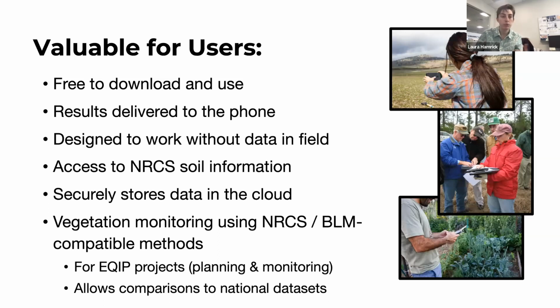There are different ways to either pre-download data or synchronize data later if you don't happen to have data out in the field. It also pulls from either NRCS if you're within the United States, or different global data sets about soil to help pull in that information for users. It backs up data into the cloud. And the vegetation monitoring protocol that we'll talk about is compatible with AIM and NRI data, so NRCS and BLM compatible. If you're working on an EQIP project in the planning or monitoring stage, that can be a really helpful tool because it allows you to compare your data to national data sets.